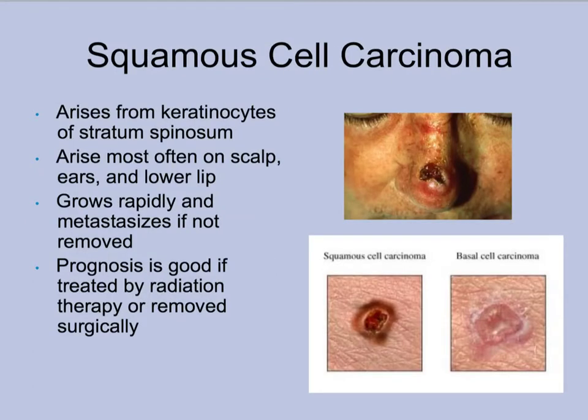Squamous cell carcinoma arises from the keratinocyte. So again, these are the cells that produce the keratin in the stratum spinosum. They most often are seen on the scalp, ears, and lower lip, and these are areas that typically see a lot of sunlight. They grow rapidly and can metastasize if not removed. But if you do catch them, it's a pretty good prognosis, and usually surgically removing them and then radiation can help get rid of it.